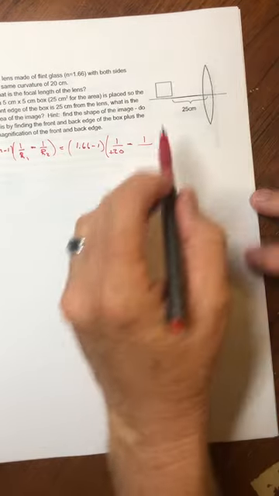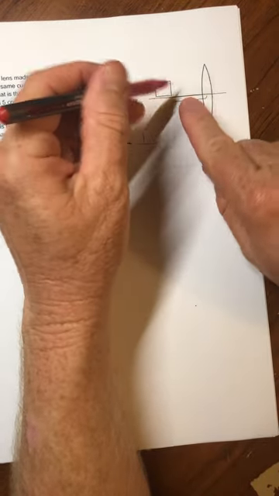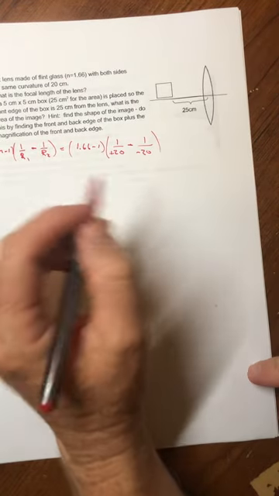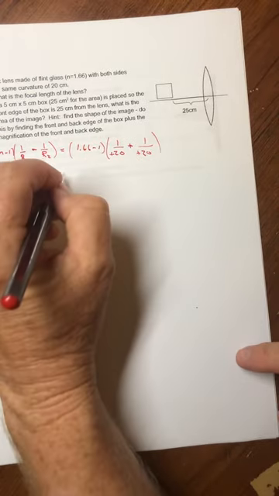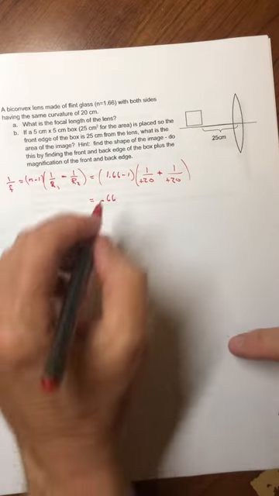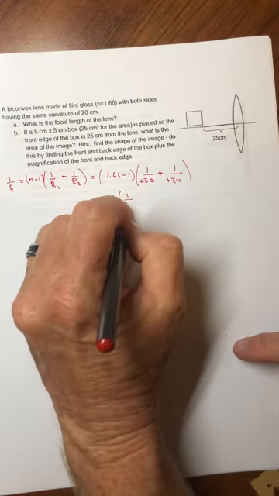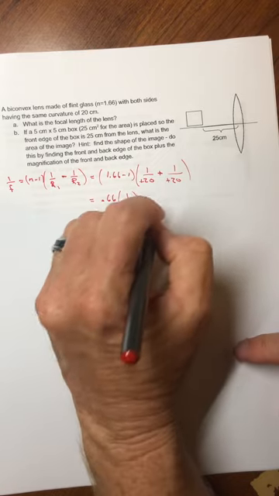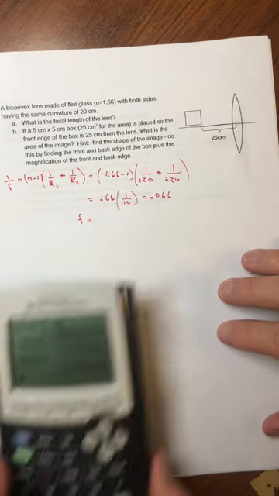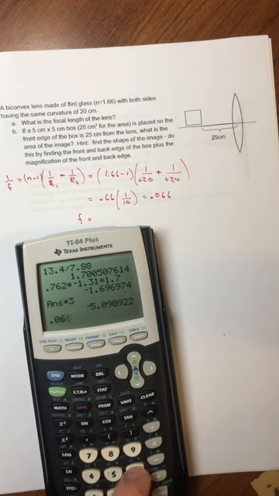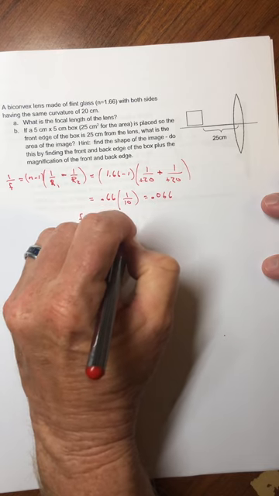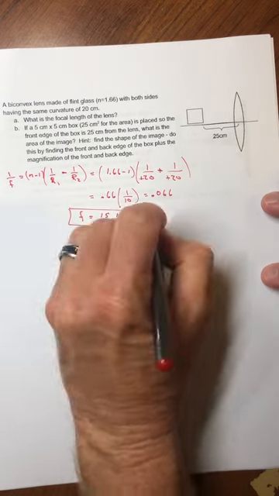Subtract off. And then it hits this curvature, and then, of course, this curvature is where the light's coming from, so that would be a negative 20. And that's kind of nice, because a negative and a negative make a positive. And so this right here becomes 0.66, and this becomes 2 over 20, which is 1 over 10, which is, again, about a 0.066. And so now I'll just take the reciprocal of that. So 0.066 reciprocal, and it looks like about 15.15 centimeters is the focal length of this lens.